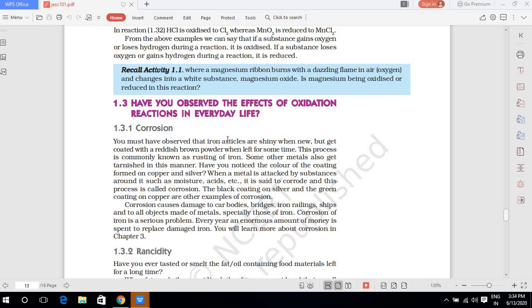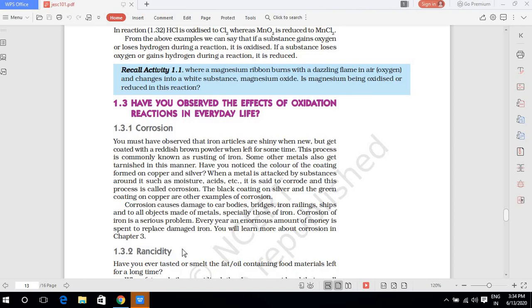And that rusting is because the iron is getting mixed with the oxygen from the air. The oxygen from the air combines with the iron to form the rust. So it is also an oxidation reaction.